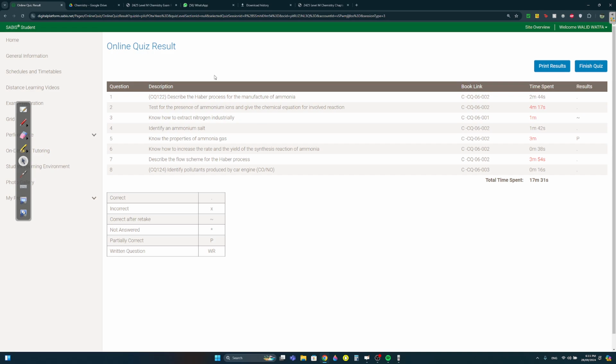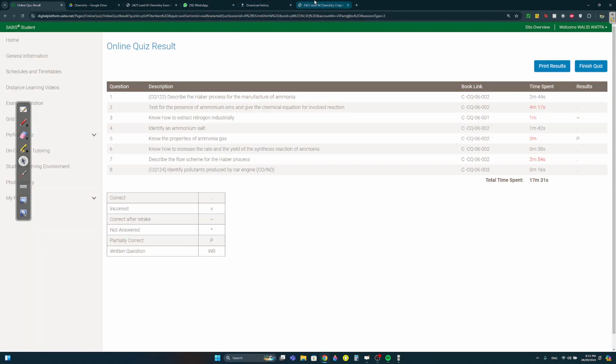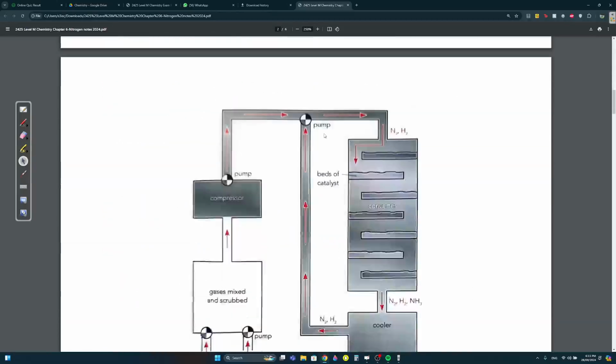Chemistry, chapter 6 topics, whatever you want to call it. This quiz, nitrogen. Go through the notes. Where is it? Go through these notes. Please read them. Please read them.